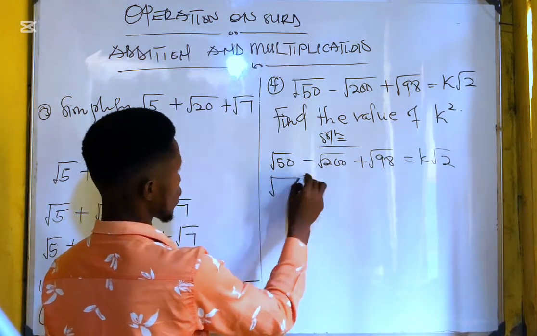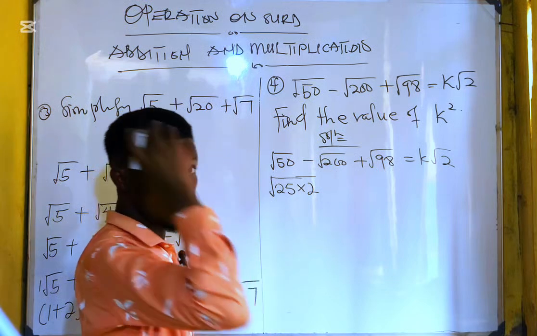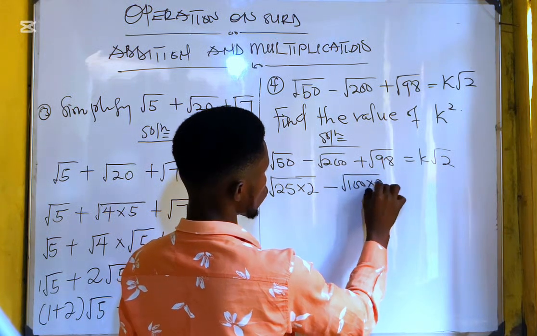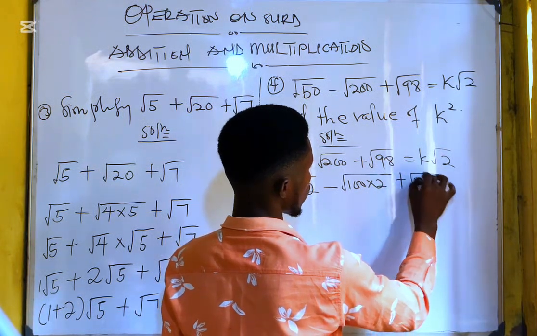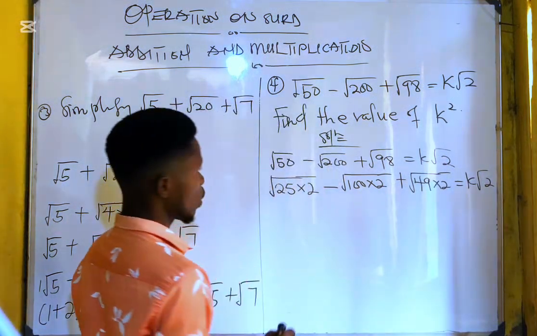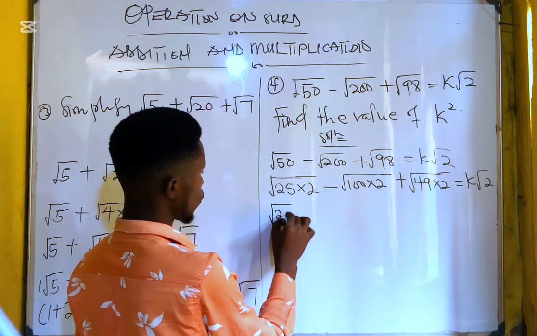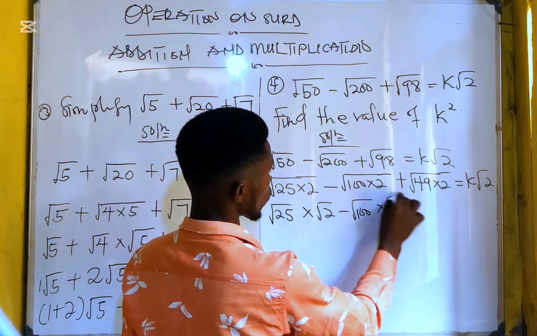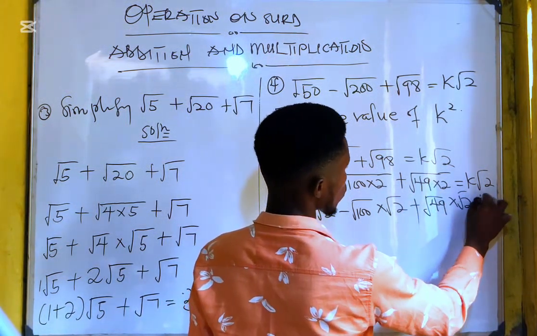Root 50 can be expressed as 25 times 2. 25 times 2 will give us 50. And root 200 can also be expressed as 100 times 2. 100 times 2 gives us 200. Then root 98 can be expressed as 49 times 2, equals k root 2. 49 times 2 gives us 98. Now this root 25 can be written as root 25 times root of 2 minus root 100 times root of 2 plus root 49 times root of 2 equals k root 2.